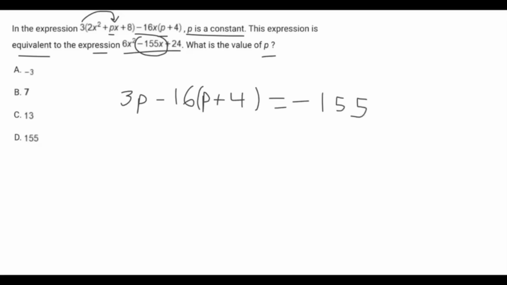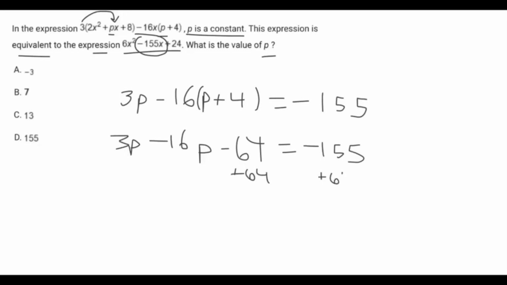All right, let's just do some distributive property. So negative 16 times p, negative 16p. Okay, negative 16 times positive 4 is just negative 64. And then we have 3p on this side. And this is equivalent to negative 155. And let's just do some simple algebra, right? We add 64 on both sides. And that will give us negative 91 on this side. And so now we're left with 3p minus 16p on the left side. And that will give us negative 13p.